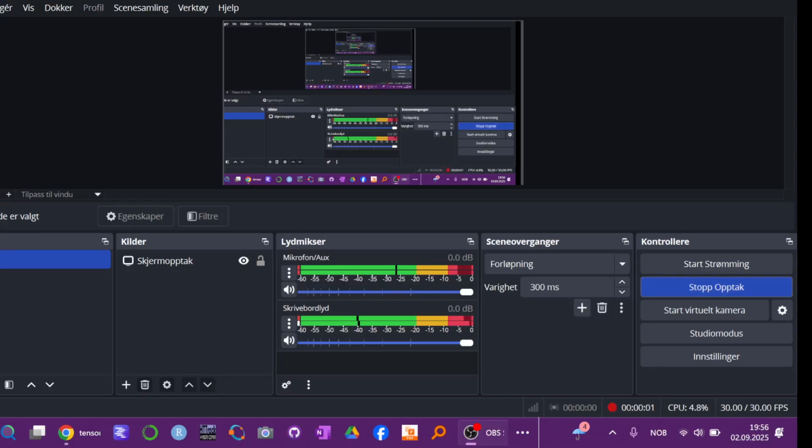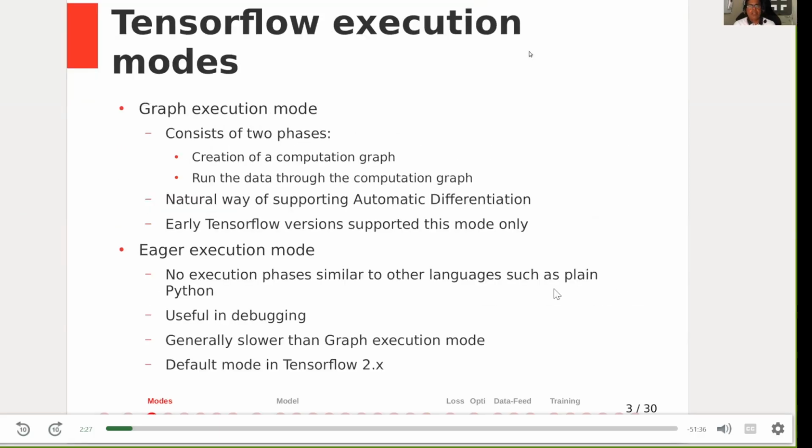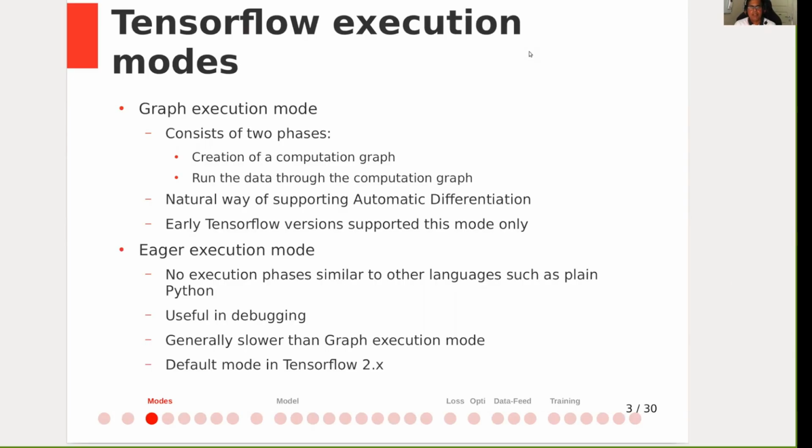Used to build a deep learning model. We discussed a little bit about the general working of TensorFlow. And generally, TensorFlow has two execution modes. The first execution mode is called graph execution mode. The other one is called eager execution mode.